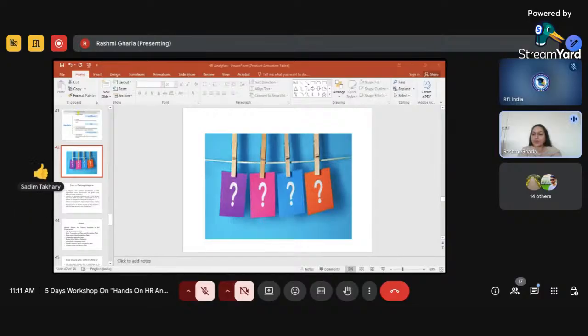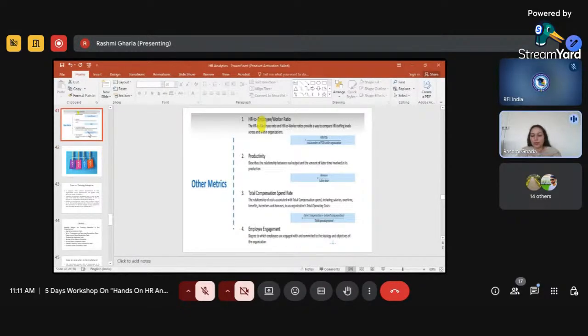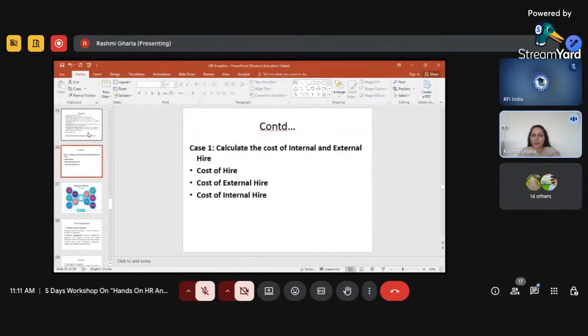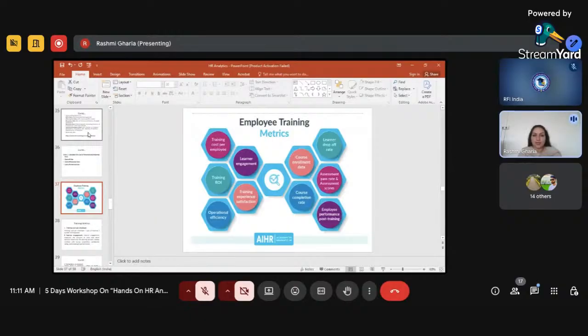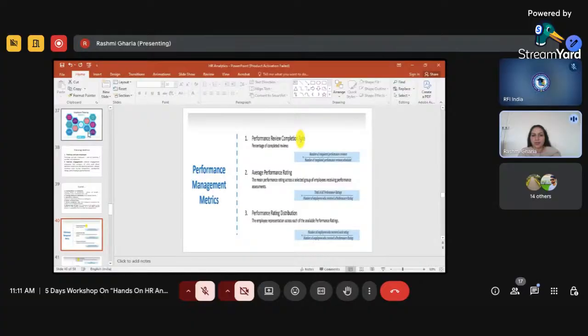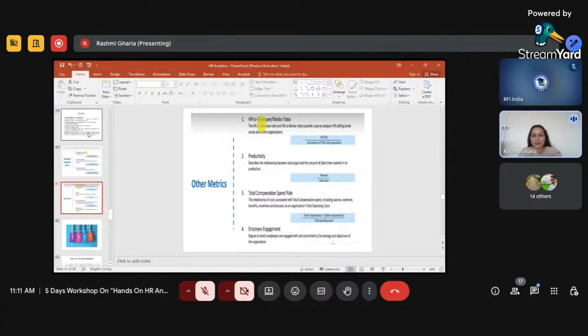Today I'll start with the next topic. In the last session, we had a discussion about how to create different HR metrics using the HR data. We discussed different kinds of metrics like staffing metrics, and we also calculated the metrics using the HR data. Then we discussed training metrics, some important metrics, and performance management metrics.